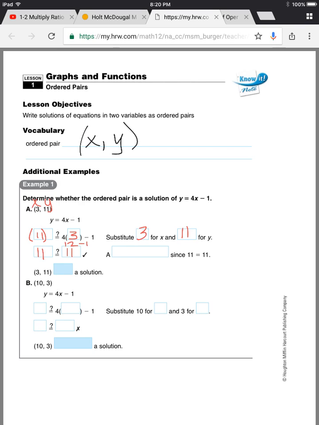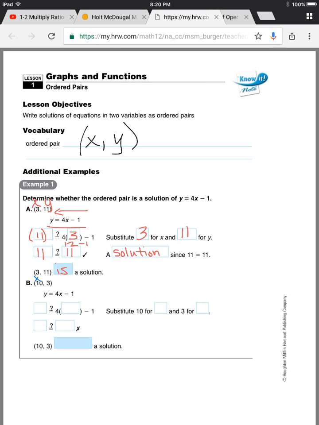So (3, 11) is a solution because when we check that equation with this point, we get equal numbers on both sides. So (3, 11) is a solution. Now let's do the next one.